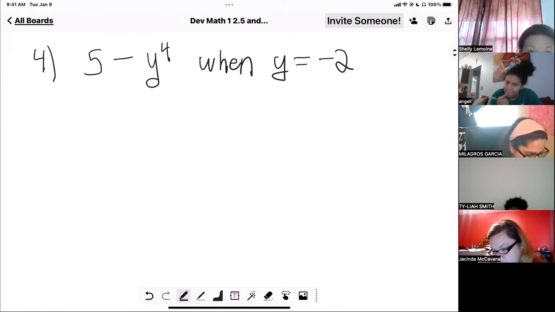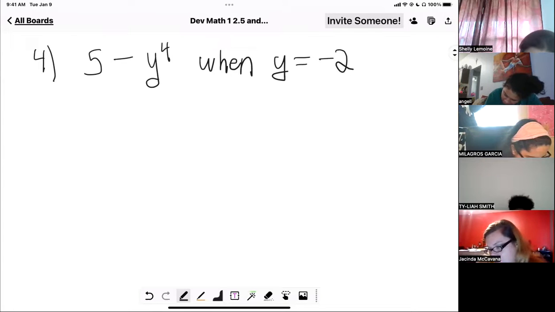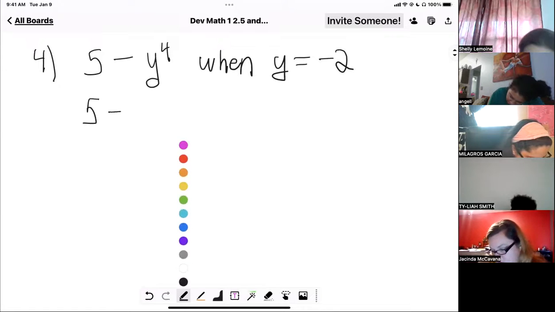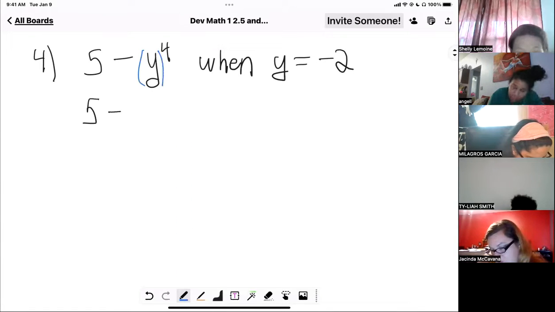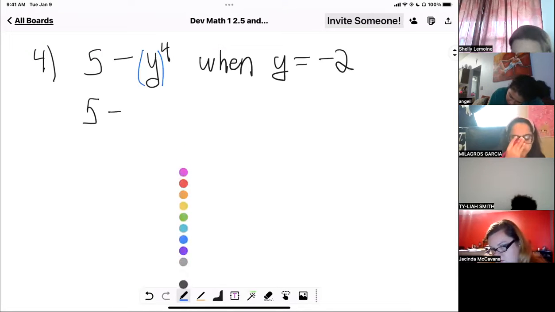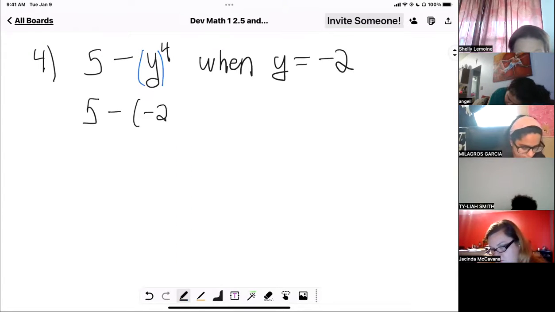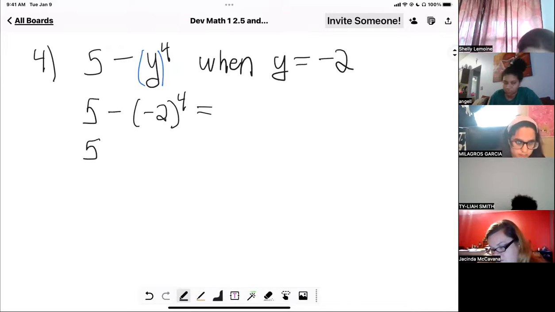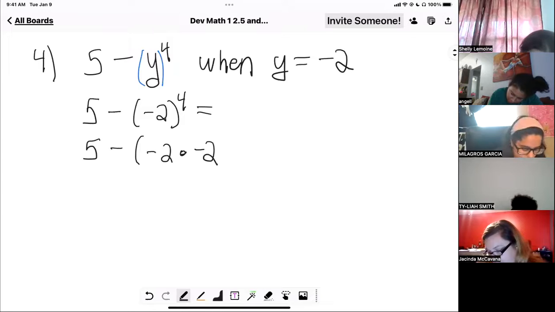Yeah, I'll do a fourth power, make it a little bit interesting. All right, so 5 minus y to the fourth when y is -2. So 5 stays, minus. I'm only allowed to replace the y, so I am going to replace the y with -2. Again, the 5 is going to stay. I've got to do my exponent first. Negative 2 to the fourth means I have negative 2 times negative 2 times negative 2 times negative 2.